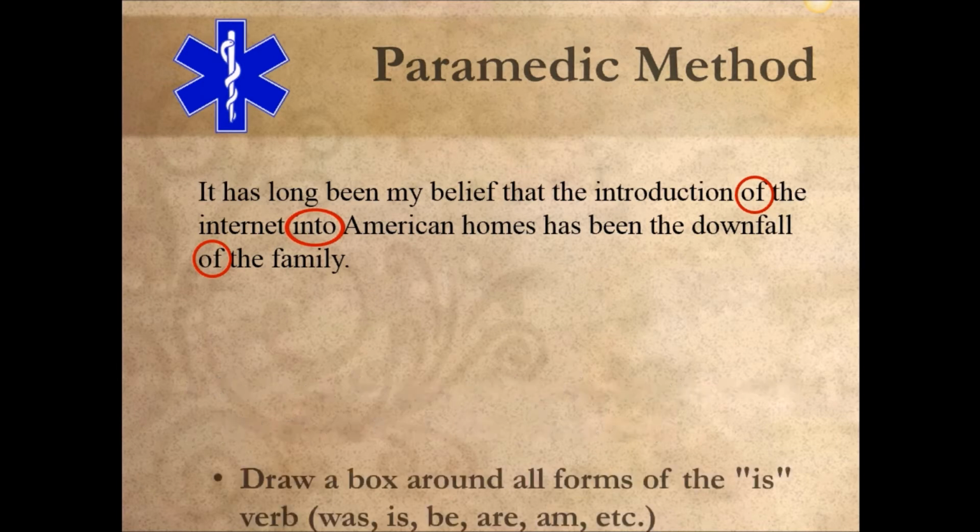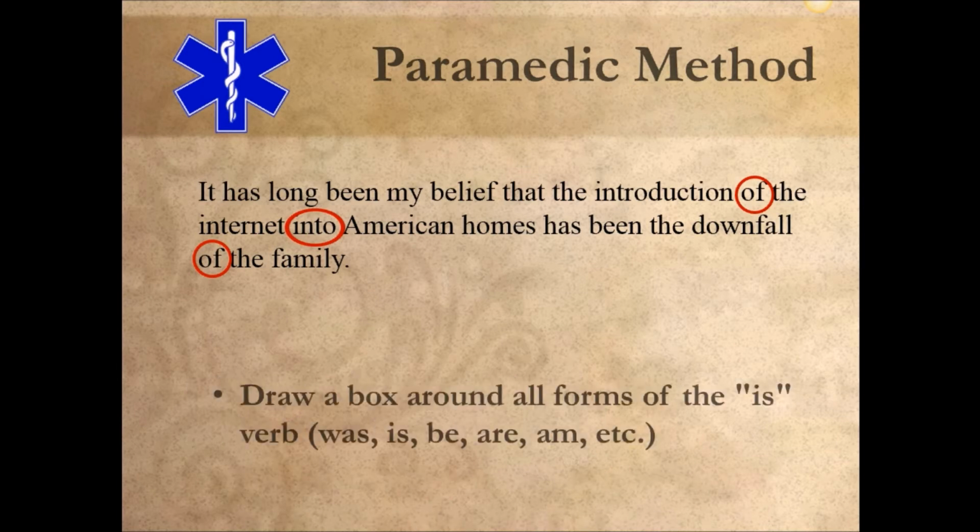The next step is to identify those to be verbs. And the reason for that is because, interestingly, the to be verbs tend to be the most lifeless and uninteresting verbs that we can use. And so we want to find those verbs and then replace them with verbs that are more active and interesting. So here we have it has long been. That's a split infinitive, but we have has been, and then another has been here later in the sentence. So we actually have 2 to be verbs in this particular sentence.